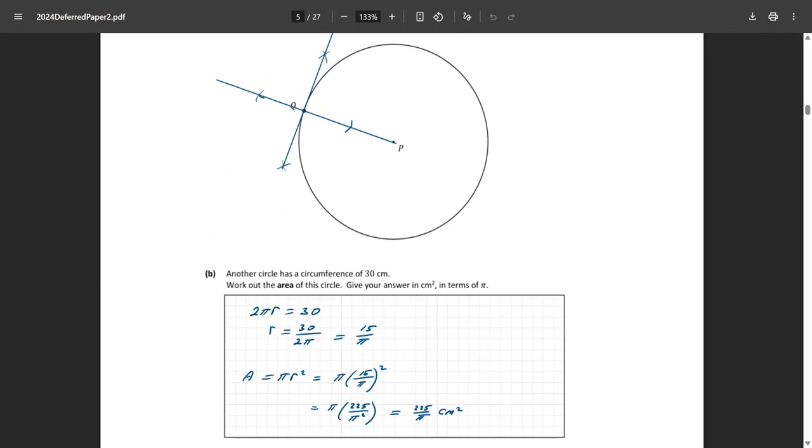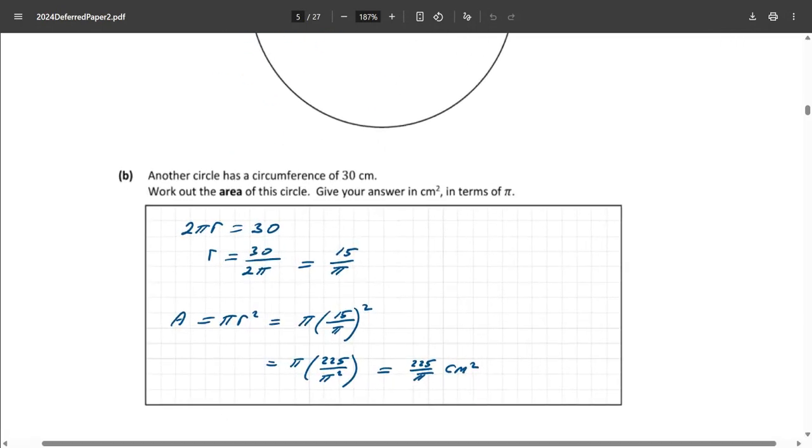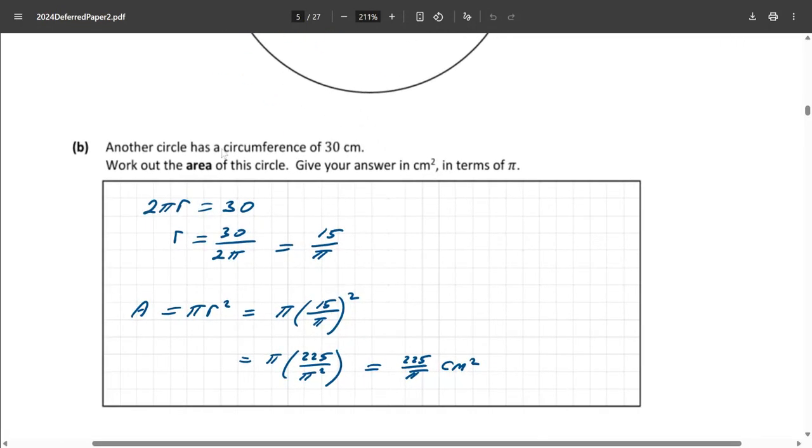Moving on to part B, another circle has a circumference of 30. That's what I call a trigger word, the word circumference. You should be alert for these trigger words at all times in exams. Circumference means you go to your tables, or if you know it in your head, the formula for the circumference, or length, of a circle is 2 pi r. 2 pi r is 30 in this case, so we can rearrange to get r. Divide across by 2 pi and you get r is 15 over pi.